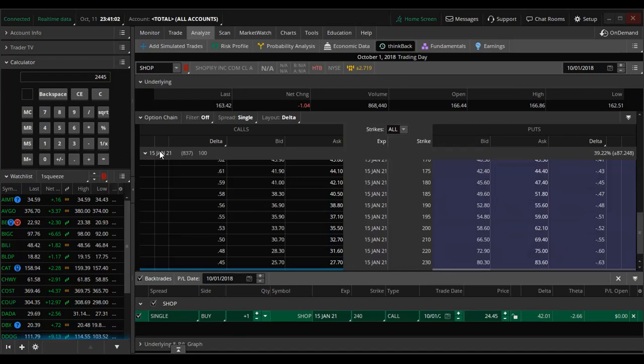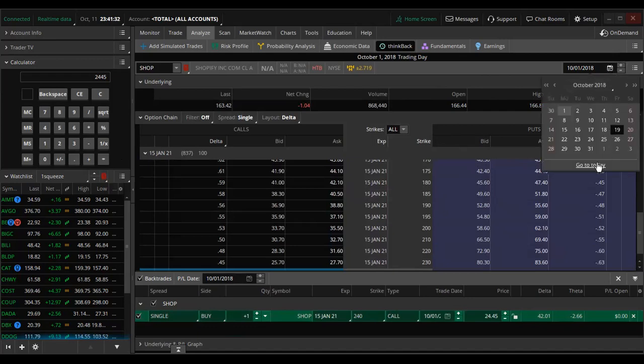Now, if you're new to option contracts, you might think that $2,445 is a steep price to pay for one option contract. What I'm about to show you is going to be a shock. Now we're going to look at how much this option contract is worth in today's dollars 2 years later. And by the way, we're using the Think Back tool on the Thinkorswim platform.